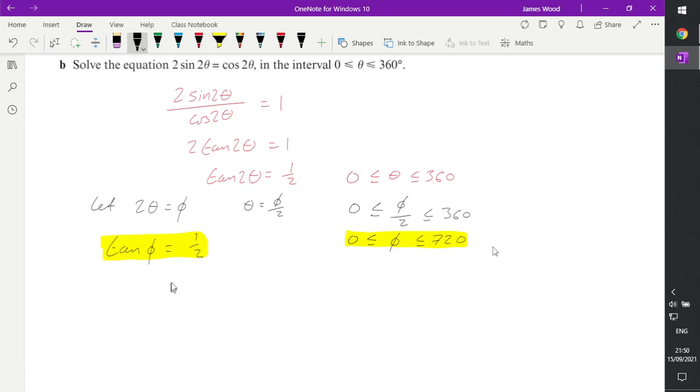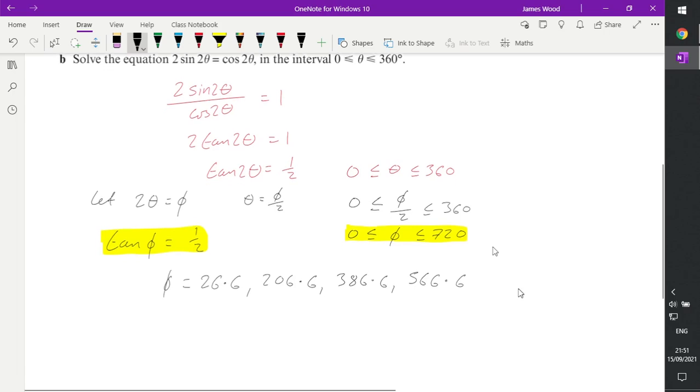Okay, let's do that now then. So inverse tan of 1/2 is 26.6. And remember, for tan, to get multiple solutions, we just add on 180. So that's going to be 206.6, 386.6, 566.6, and then after that it would be above the limit. The next one's 746, so that's far beyond our limit.